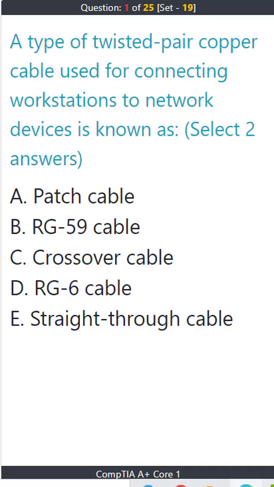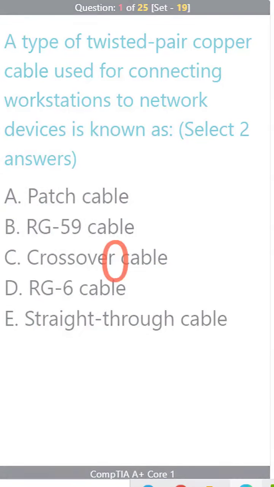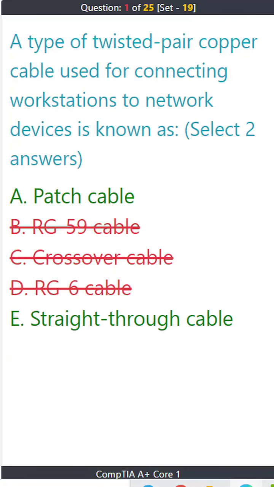Question 1. A type of twisted pair copper cable used for connecting workstations to network devices is known as, select two answers. A. Patch cable. B. RG59 cable. C. Crossover cable. D. RG6 cable. E. Straight through cable. The correct answers are A. Patch cable. E. Straight through cable.